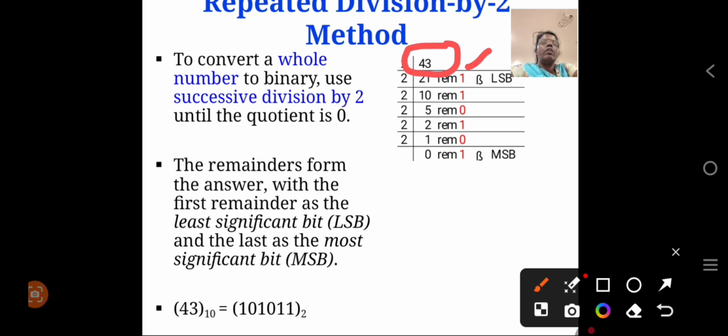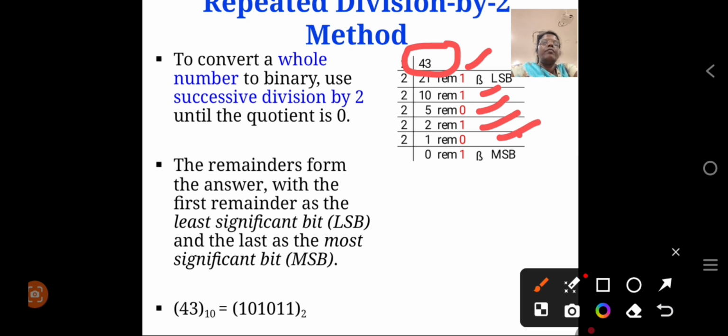Now take 21, which is the quotient. That quotient must be divided again by 2. How many 2's are available? 10 2's are available, so the remainder is 1. Then 10 must be divided by 2. The quotient will be 5 and the remainder is 0. Then 5 should be divided by 2. 2 2's are 4, so the remainder is 1. Now this 2 can be divided by 2, which gives quotient 1 and remainder 0.